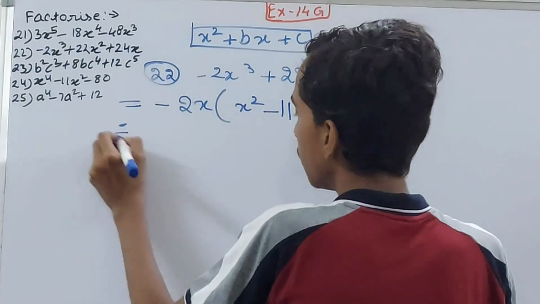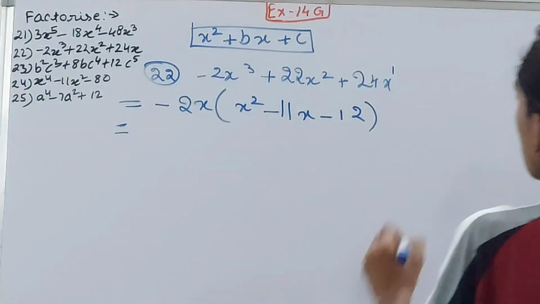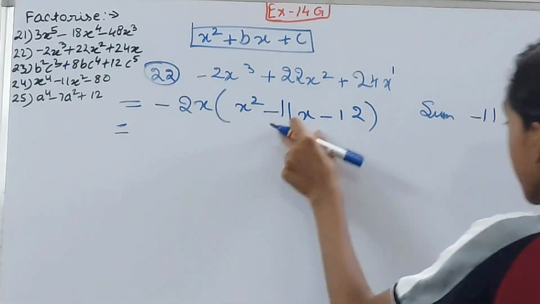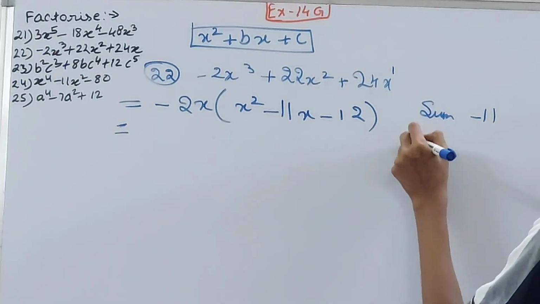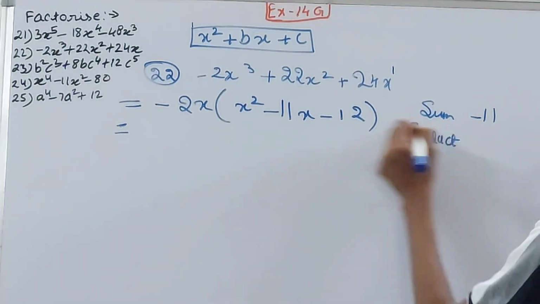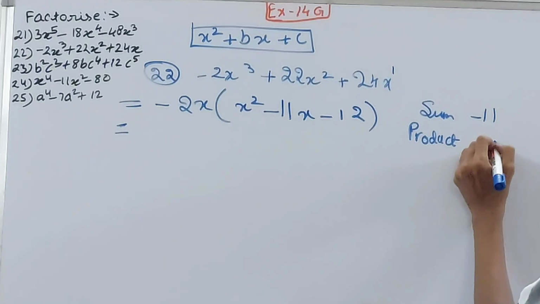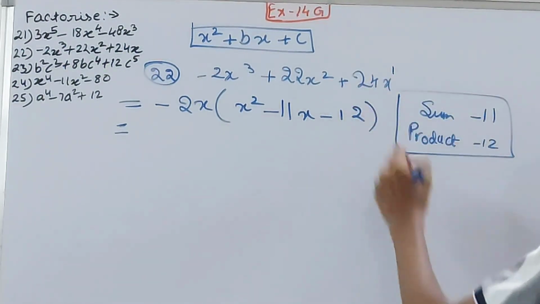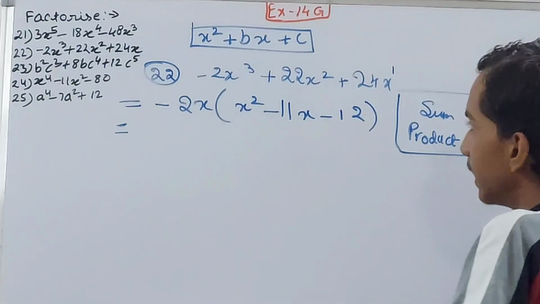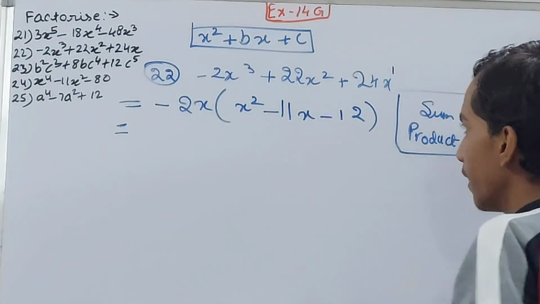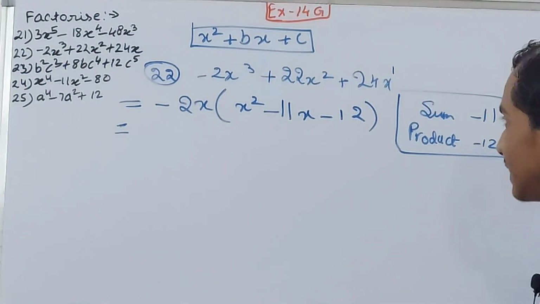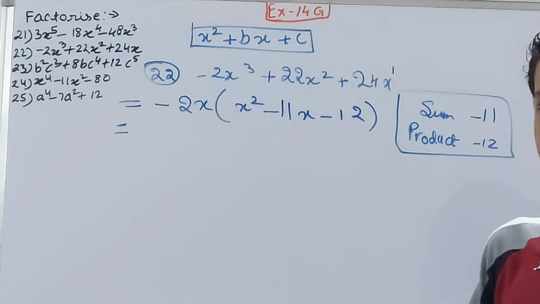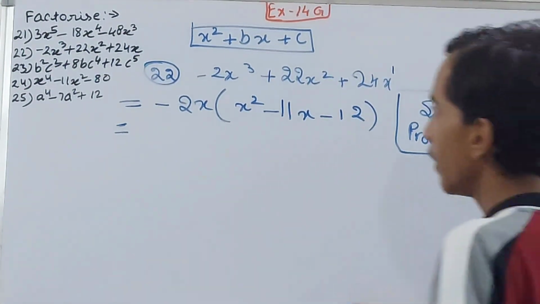Okay, now what are the two things that we want? We want the sum as what? Minus 11, because you have to split the middle term. So the sum has to be minus 11 and the product has to be equal to this value of C, which is minus 12. Clear? Now see, these two conditions we have. Okay, let's see. Can I take the factors of 12 that have the sum as 11 as 12 and 1? Yes. Okay, that is the only possible way of doing this.